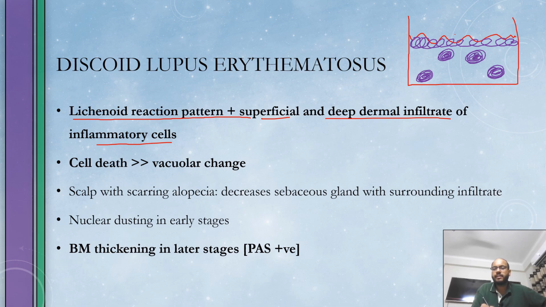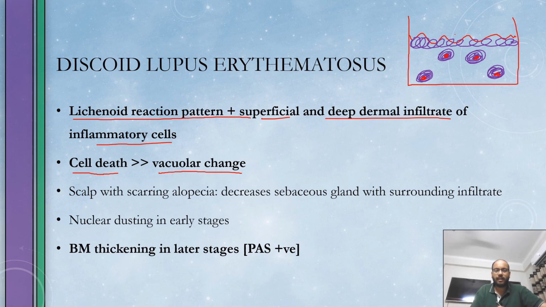Okay, and this dermal involvement is around the vessels. Here is a vessel, here is a vessel, okay, around the vessels. So whenever you see a lichenoid tissue reaction pattern at top and dense perivascular significant infiltration of the deeper dermal vessels, along with good amount of arterial destruction, think of DLE. So there is a lot more cell death as compared to vascular change. You will see intense necrosis in autoimmune disorder like DLE.